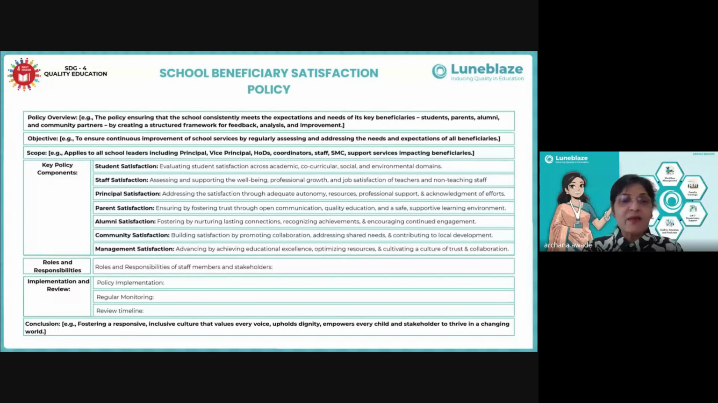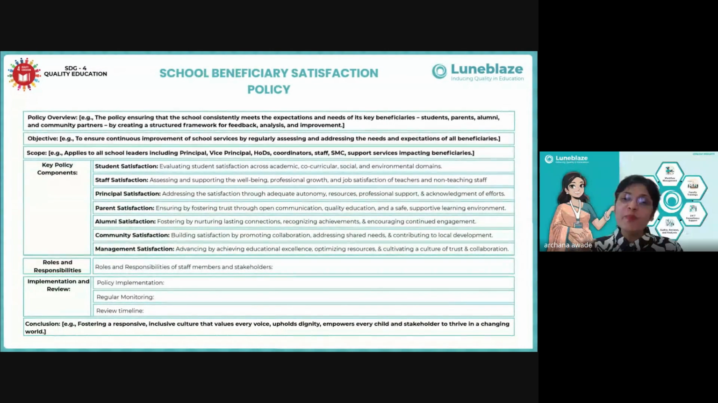Parent satisfaction: what is the parent-teacher trust, how transparent is communication. Alumni satisfaction: what engagement programs we are planning for the alumni, what mentorship opportunities we will provide through the alumni group.